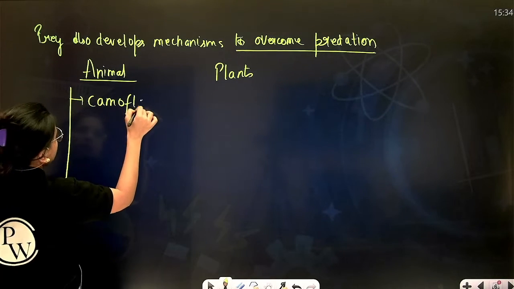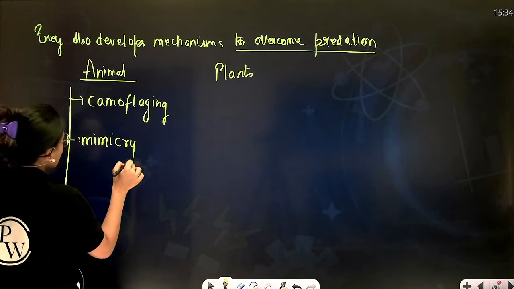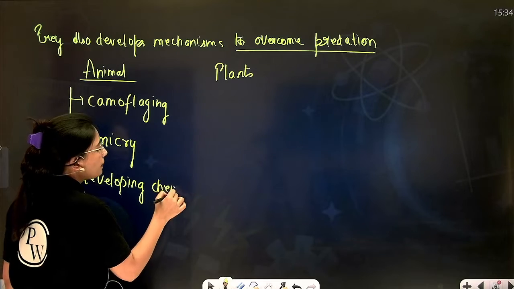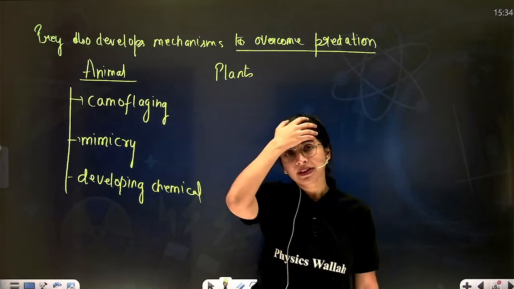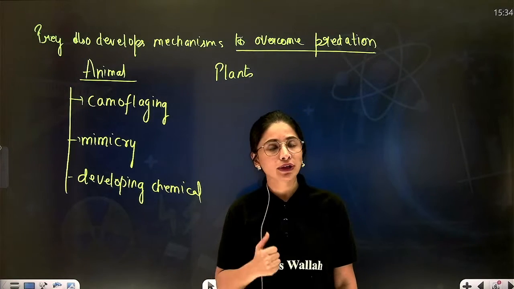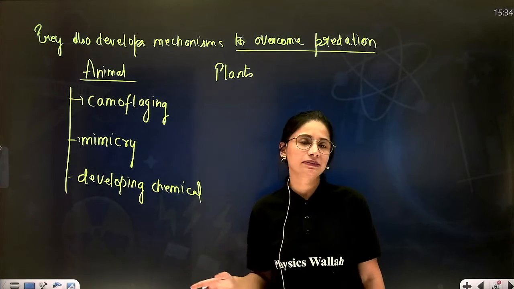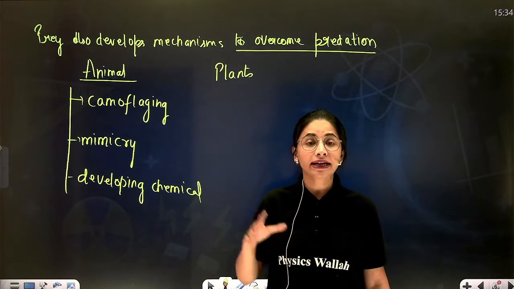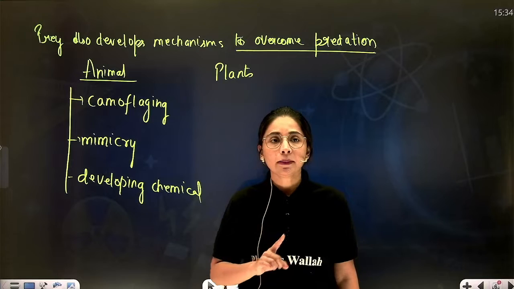First, camouflaging. Second, mimicry. Third, developing chemicals in their bodies. Like for example, the monarch butterfly. In order to avoid its predation, the monarch butterfly develops a distasteful chemical, so that if any predator comes and tries to feed on the monarch, the mouth taste will become bad, and whenever it sees a monarch butterfly next time, it will remember that bad taste and will not feed on that monarch butterfly. So the monarch butterfly developed that chemical mechanism to protect itself from predation.